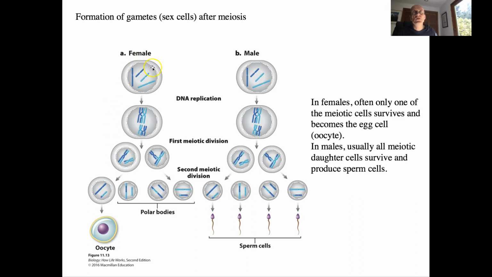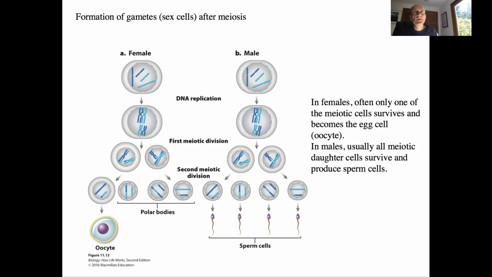So there you usually have 1 cell that goes through meiosis, and then it produces only 1 egg cell in the end, 1 oocyte. While the other 3 cells that could also produce an oocyte, 1 of the 4 makes it, the other 3 usually don't make it. They become what's called polar bodies, and then they degrade. So in females, often only 1 of the meiotic cells survives and becomes the egg cell. In males, usually all survive and produce sperm cells. All right, so much about meiosis.